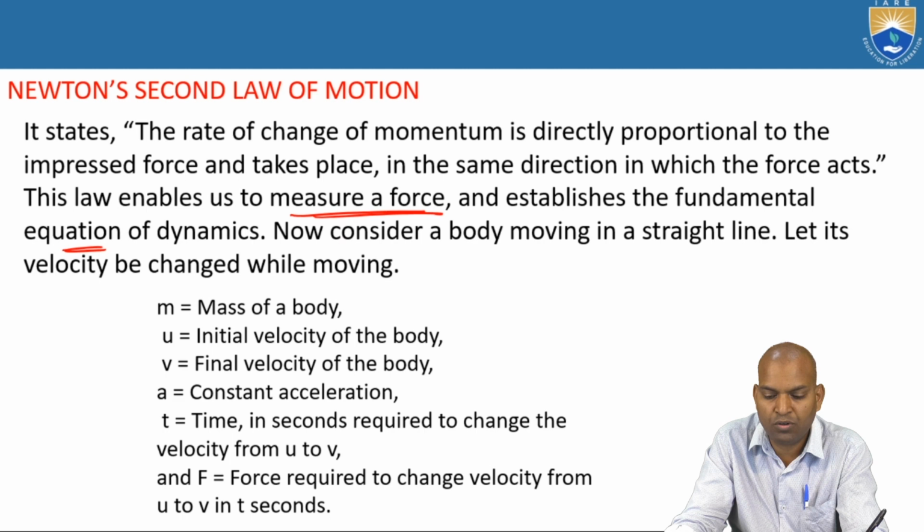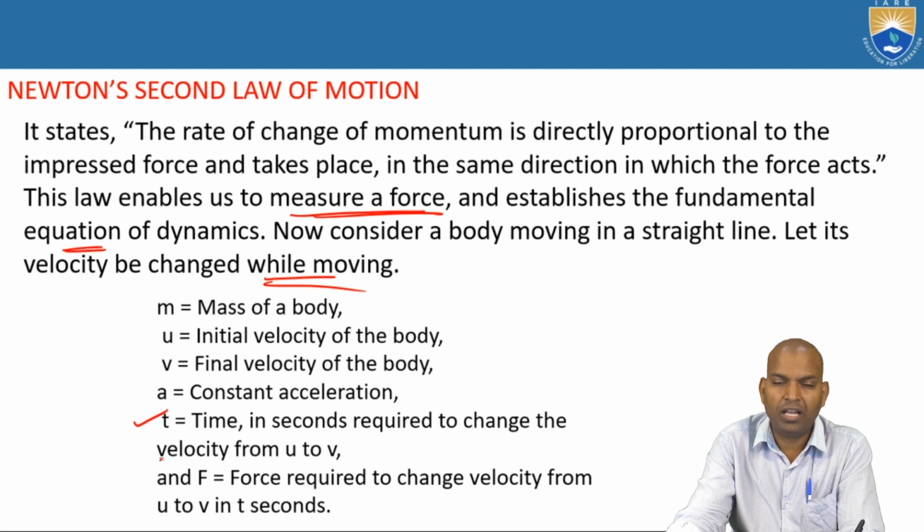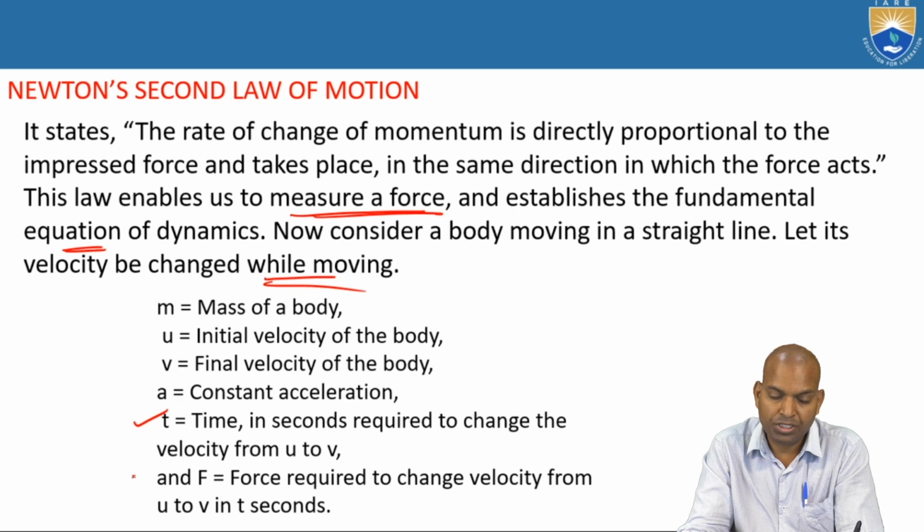Now, in order to derive F equals mass times acceleration, we consider that the body is moving in a straight line and its velocity changes while moving. Let's assume m is the mass of the body, u is the initial velocity, v is the final velocity, a is the constant acceleration, t is the time in seconds required to change the velocity from initial to final, and F is the force required to change the velocity from initial velocity to final velocity in time t seconds.